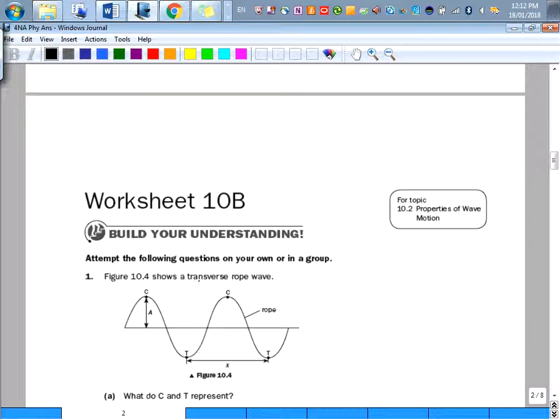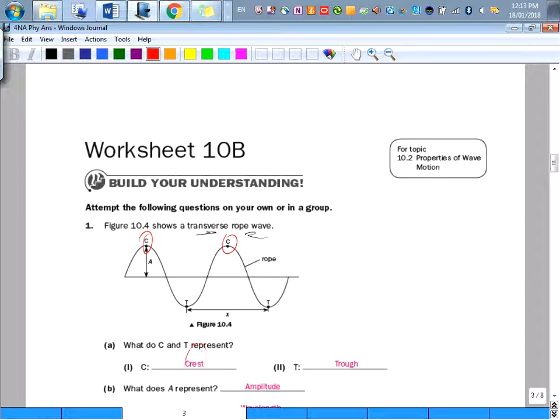This is a transverse rope wave. Then what do C and T represent? C over here is the highest point, so they are the crests. And T, the lowest point, we call it a trough. Know how to spell it. These are very important keywords.